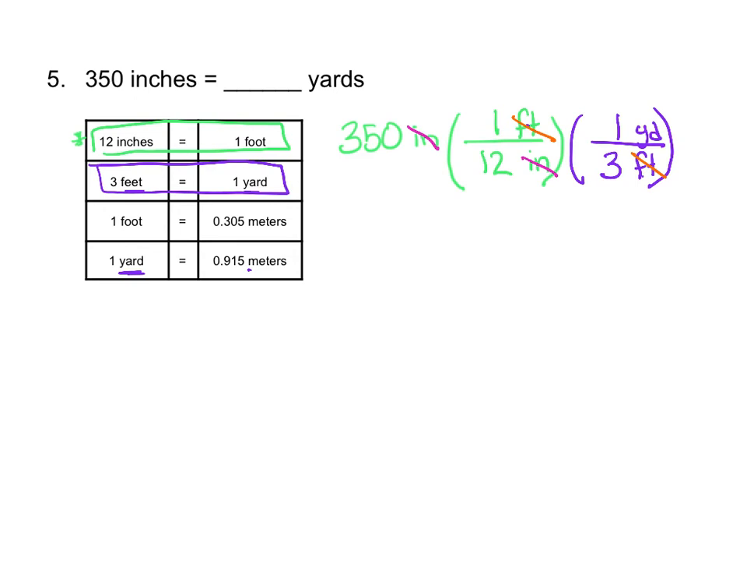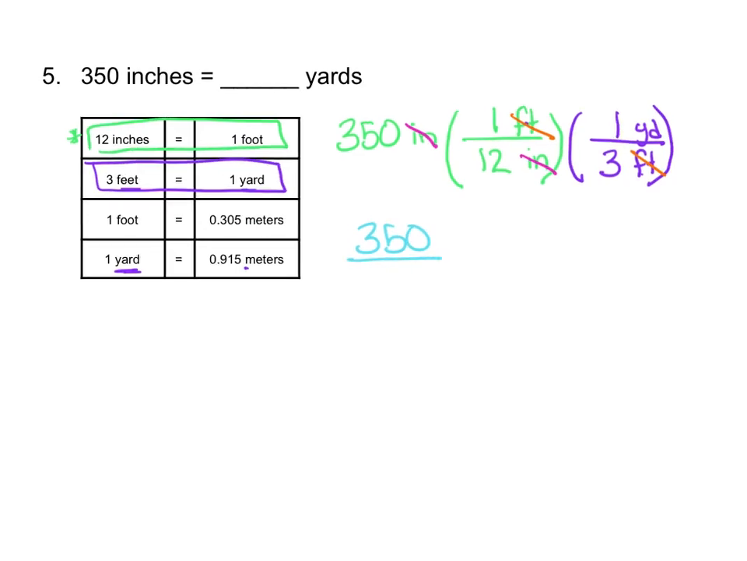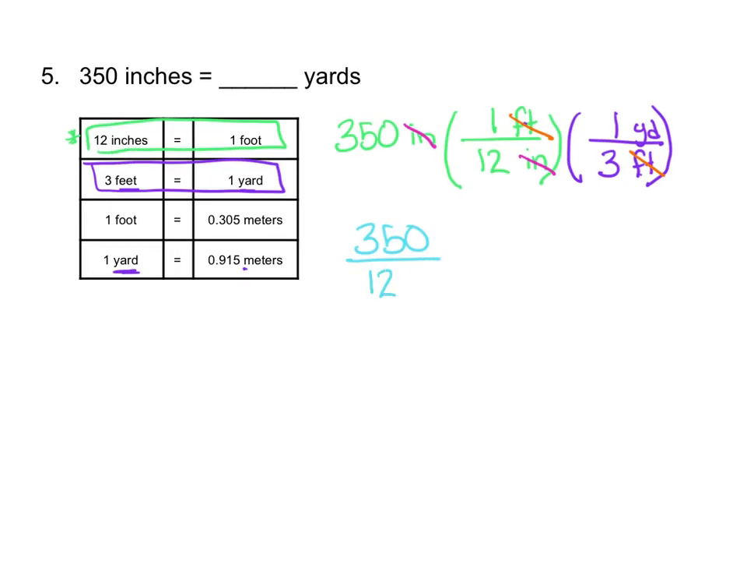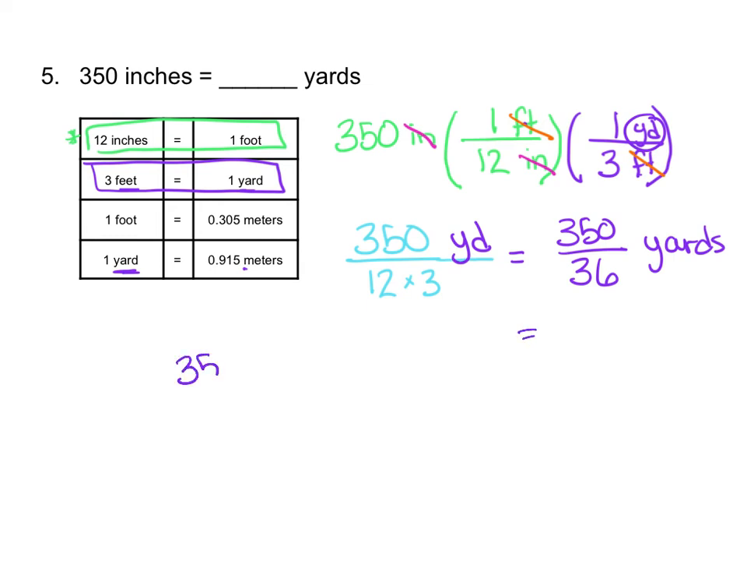So now go ahead and multiply the top. So 350 is the only number I have on top, and then 12 times 3. And then the only units I have left over are my yards, so I'm going to put yards. So 12 times 3 is 36. So I have 350 divided by 36 yards. Well, that doesn't look so good. So I need to simplify this. So I'm going to go ahead and do my long division off to the side. You can also use a calculator.